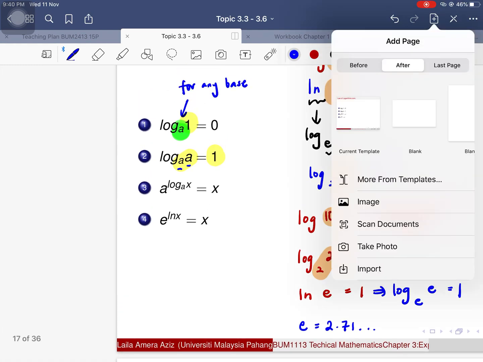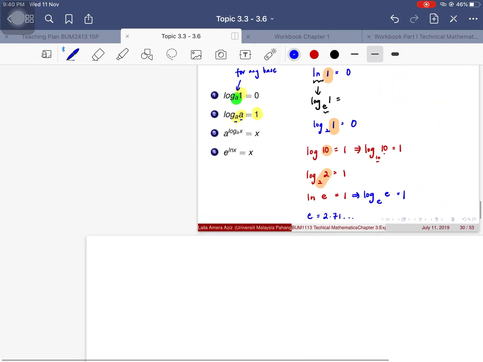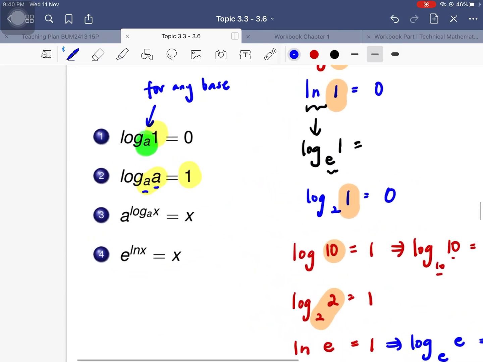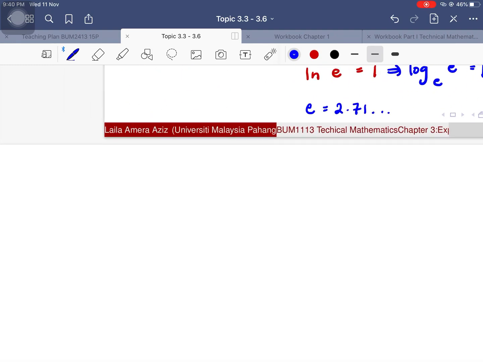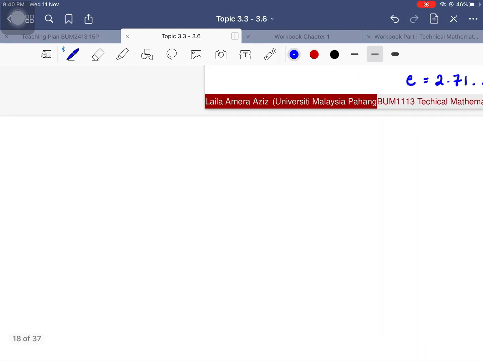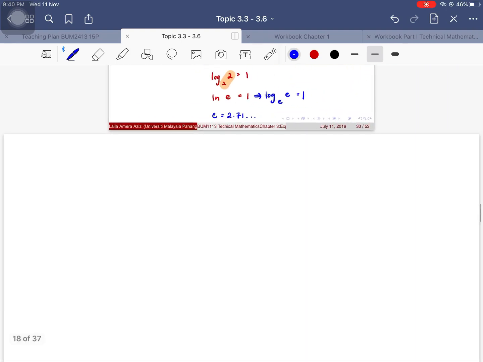Okay, and let me put a paper here so I can explain the other two. Here I have a property concerning power. I have a raised to the power of log base a of x, and that is going to equal x. If you remember what I mentioned before, index and logarithm are the inverse of each other. So let me put here: index and log are the inverse of each other.